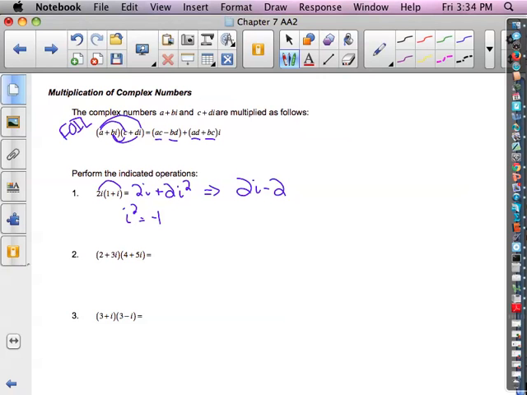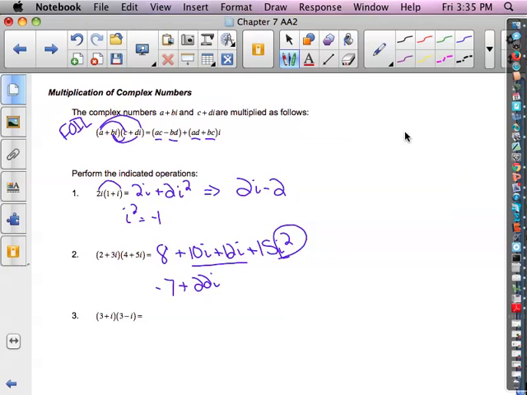Number 2, we're going to FOIL. 2 times 4, that gives me 8. Then I get plus 10i, then plus 12i, then plus 15i squared. Combine like terms and recognize i squared gives me a -1. That turns that into -15. So I have a -7 plus 22i.